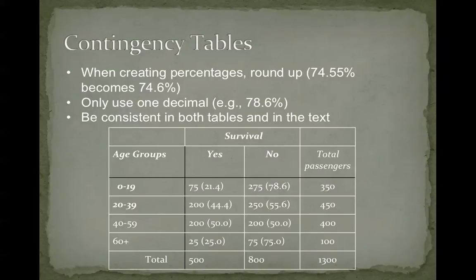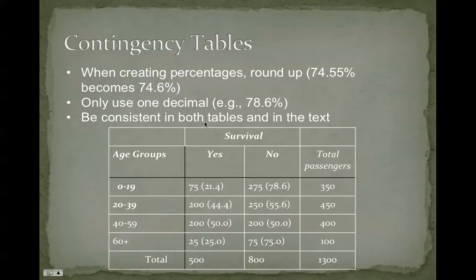So we'll talk about potential reasons for those differences in the ages in a minute. But I wanted to bring up a couple of small editorial issues. One, when you create your percentages, you want to make sure you round up. So if you notice here, I have 74.55%. You really should make that 74.6, just because you could make this percentage go on and on and on. To make it clean, just round to one decimal. In other words, 78.6. Don't use two decimals.